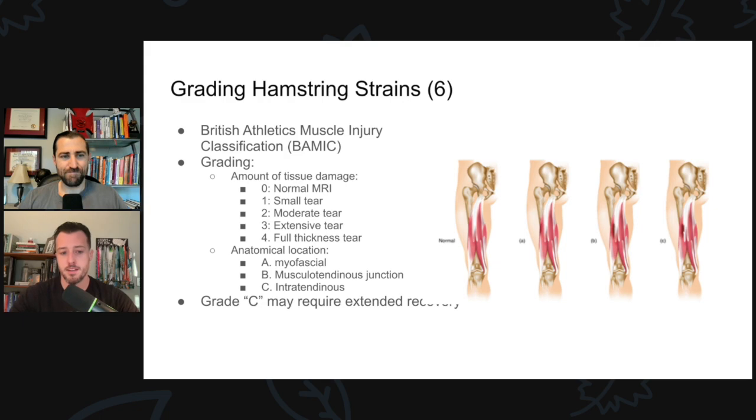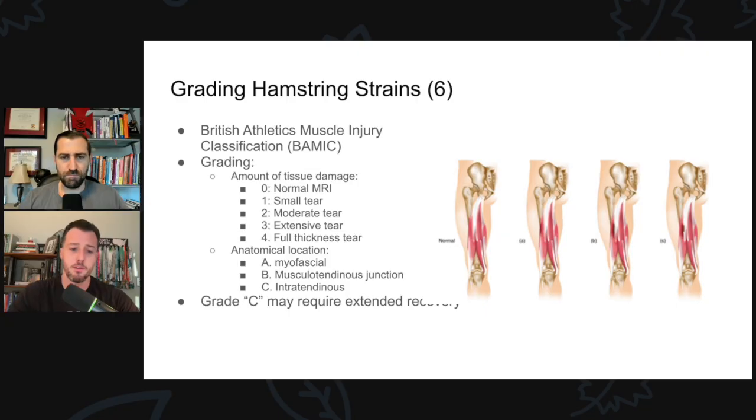And then in terms of anatomical location, an A, the tear is in the myofascial part of the hamstring. B, it's in the musculotendinous junction. And C, it's intratendinous. So you might see something if someone comes in with an MRI, maybe it says like a 3B or a 4C. And then you kind of have an idea of the amount of tissue damage and the location.